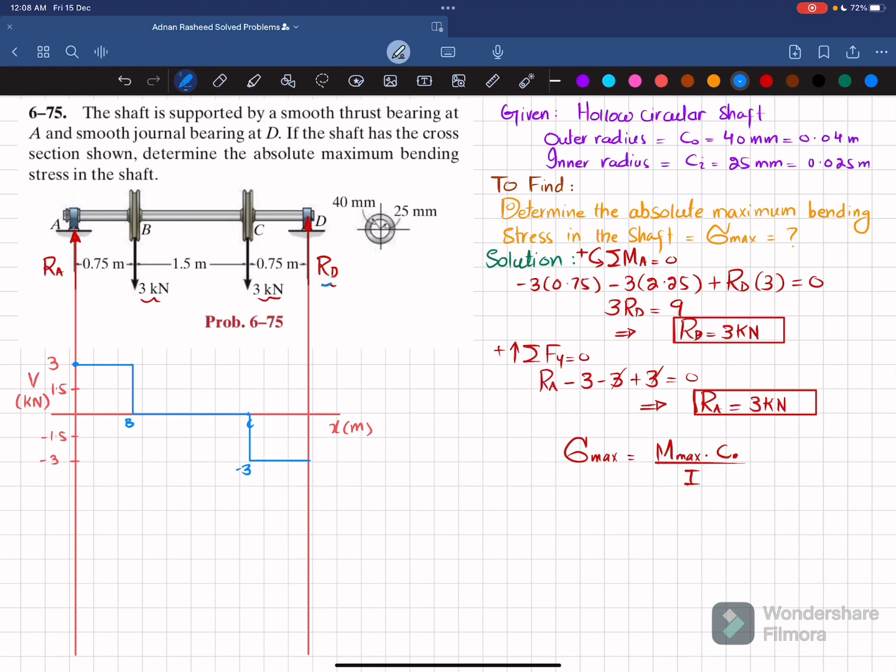And at the end you can see you have Rd, which is plus 3, so minus 3 plus 3 will bring it to 0. Okay, so this is your shear force diagram, SFD. Now we'll find the bending moment diagram.